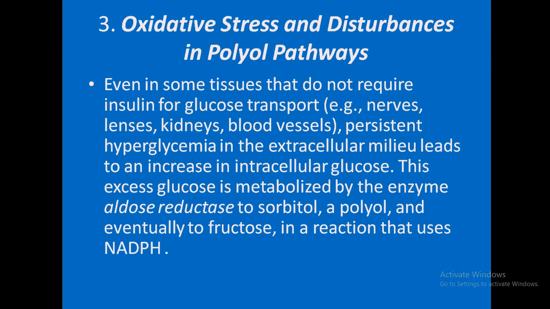The third mechanism is oxidative stress and disturbances in polyol pathways. So nerves, lenses, kidneys, blood vessels generally don't require insulin for glucose transport, but persistent increased glucose concentrations in the extracellular environment leads to an increase in intracellular glucose in these tissues, and this excess glucose is metabolized by the enzyme aldose reductase to sorbitol, which is a polyol, and eventually to fructose in a reaction that uses NADPH.